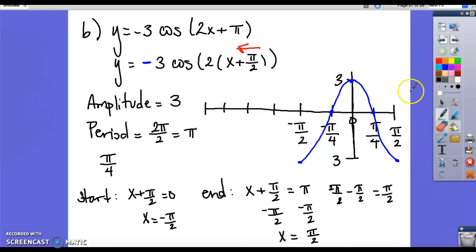Okay, if I want to graph a second period, I'm going to continue subtracting pi over 4 to get these points. So this would be negative 3 pi over 4, negative 5 pi over 4, and then negative 3 pi over 2 would be this last one. Okay, and I would continue on graphing, just like that.